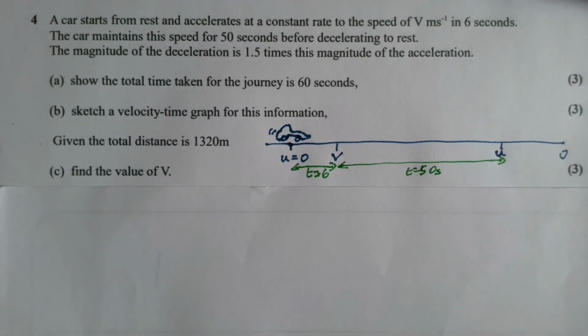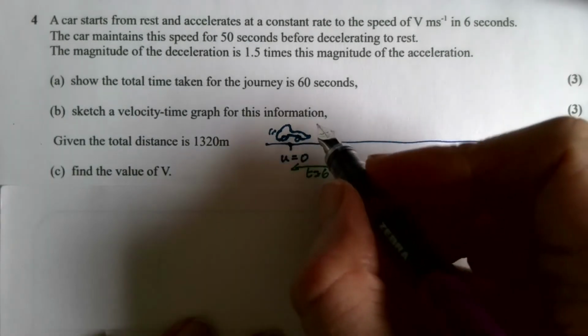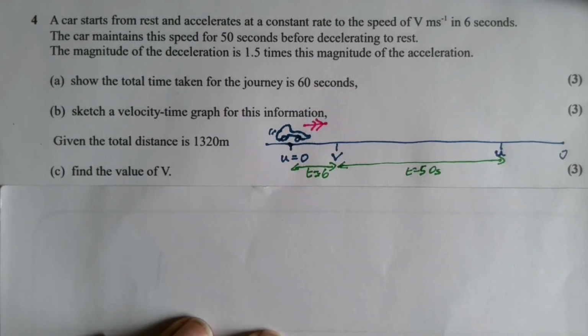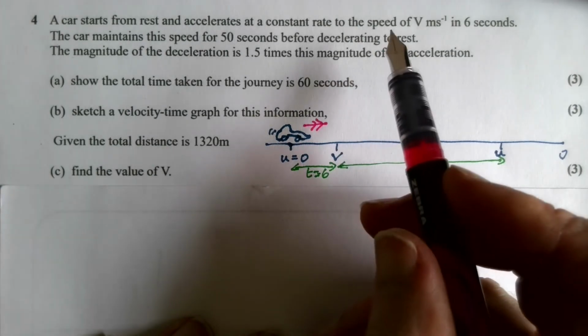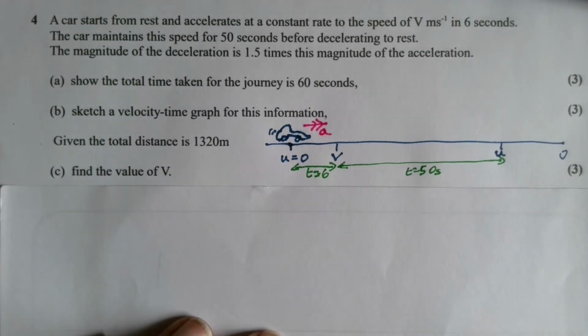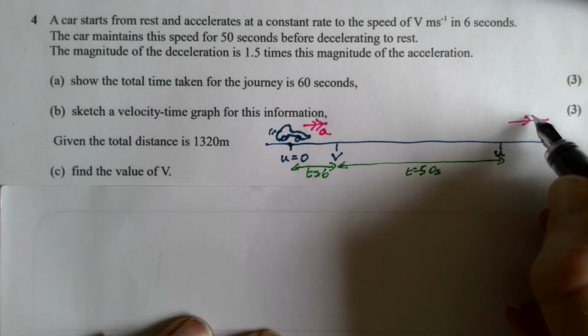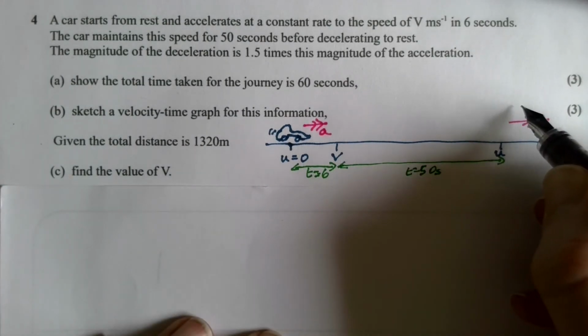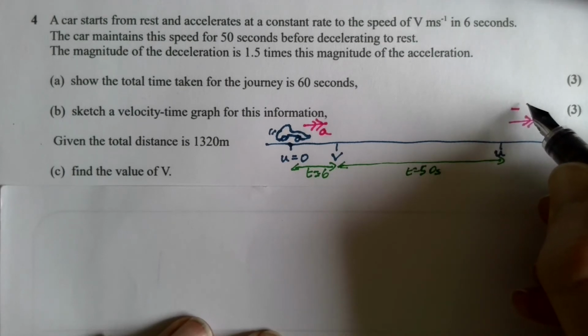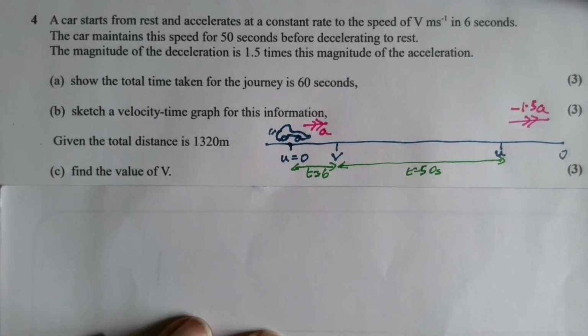We know that the acceleration at the beginning, what's the acceleration? It goes at a constant acceleration. That's all we know. And then we know that at the end the acceleration is 1.5 times the magnitude, but it's negative, so it's going to be negative 1.5a there. And we've got to show that the total time for the journey is 60 seconds.